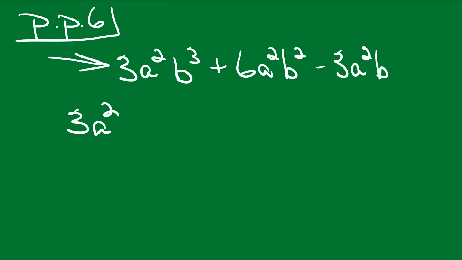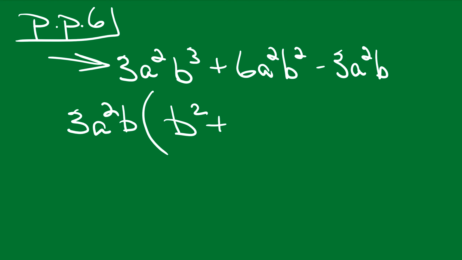Then I got a B cubed, a B squared, and a B. And it looks like the B will come out. The B with the smallest exponent, which is B to the first power. And when I put back what's left over, wow, what do I get? B squared, because 3a squared divided by 3a squared, you know that's 1. And b to the third divided by b is b squared.